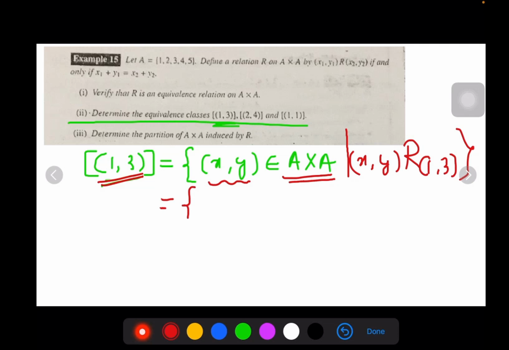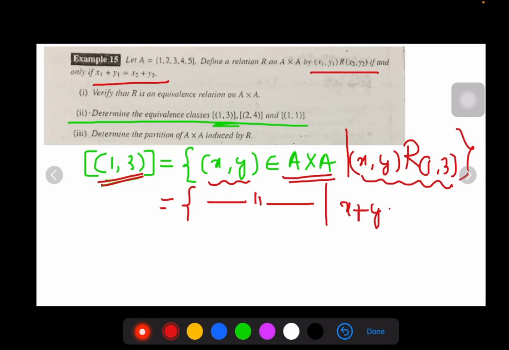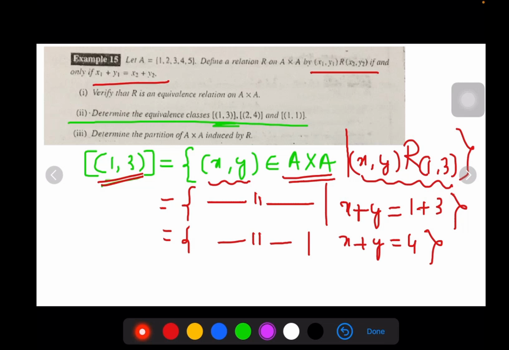Now we expand this as it is. Okay. Here, anything which is written of this form can be replaced with this value as per the definition. x plus y is equal to 1 plus 3, right? Now, x plus y is equal to 4. So what is the meaning of this? If any two elements are added, if that sum is 4, then you can say that that element is related to this set. So you can just try to find all possible combinations which will result sum as 4.